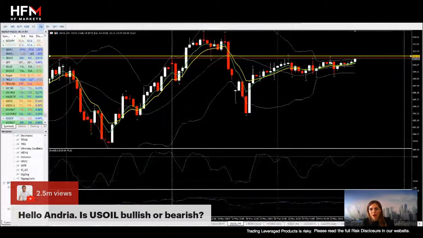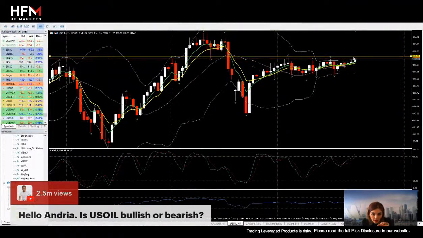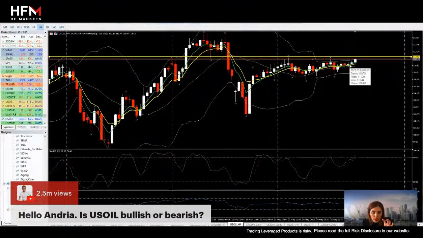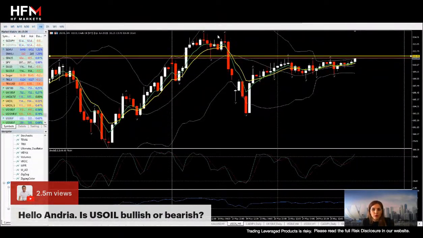But a break of 112 significantly, I don't mean just to touch it, I mean a strong body bullish candle closing above it, could open the doors to 114 or even 115 territory. 112 is a round number and the latest high, and it will imply a breakout of the range that we have seen the last 5 days, and it could open the doors further to the upside.